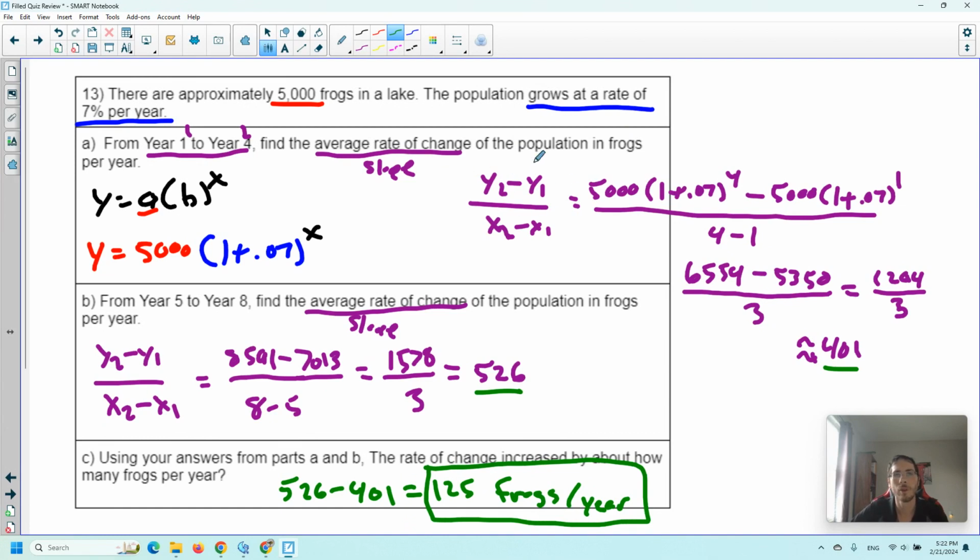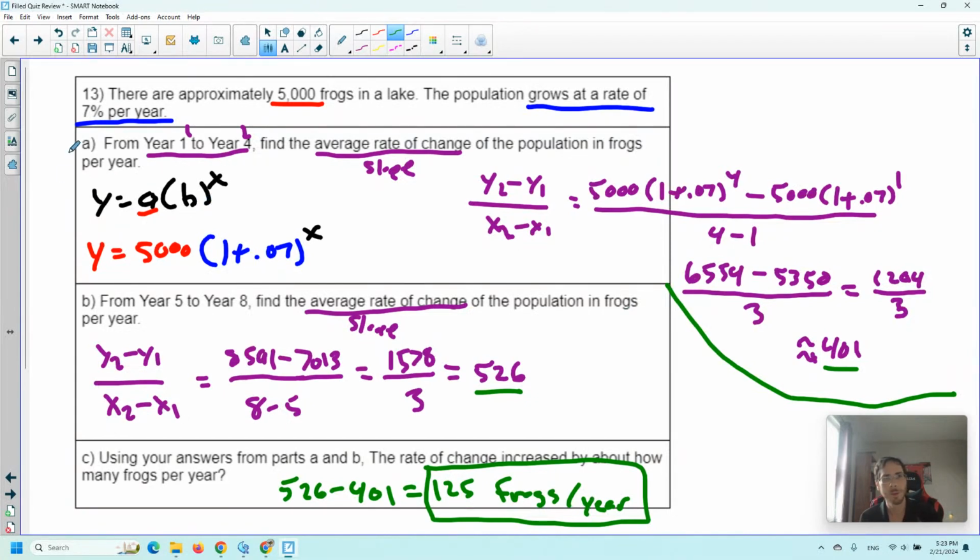So again, up here from year 1 to year 4, we get 401 frogs per year. In year 5 to year 8, we're getting an extra 526 frogs per year. So in the second section, we're getting an extra 125 frogs per year compared to part A. So there we go. It is a little bit long, but it is also like a review because it's really just the slope formula. So we're just using the slope formula with our equation. It's kind of cool that we can put everything together for one big question. Even though it was a little bit long, it wasn't super complicated. There wasn't a ton of formulas or algebra to do. It's just a little bit of plugging into the slope formula and understanding how to build the y equals a times b to the x equation.